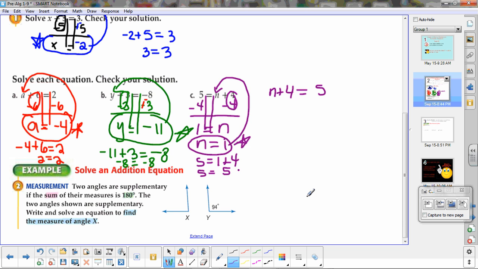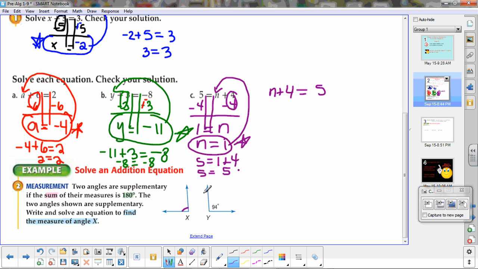We have one more example of an addition equation. Two angles are supplementary if the sum of their measures is 180 degrees. The two angles shown are supplementary. Write and solve an equation to find the measure of angle x. So we're trying to find this measurement right here if we know these two angles are supplementary.